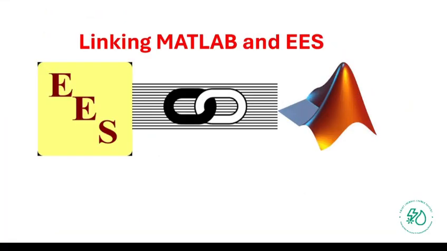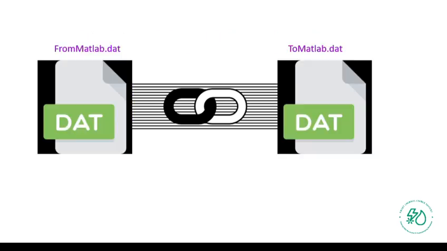In this video, we will learn how to connect EES and Matlab. First, we should say how this will be done. We create a file with Matlab named from matlab.dat where the required information for EES is saved. Then EES performs the calculations and the results will be written in a DAT file named to matlab.dat. So we should start with Matlab, and the code is represented here.